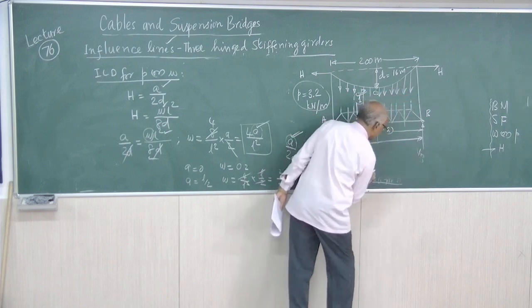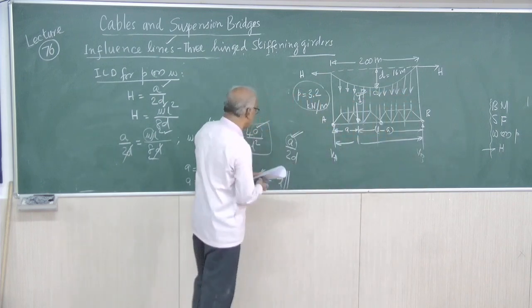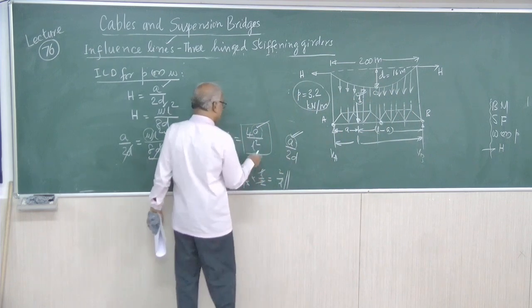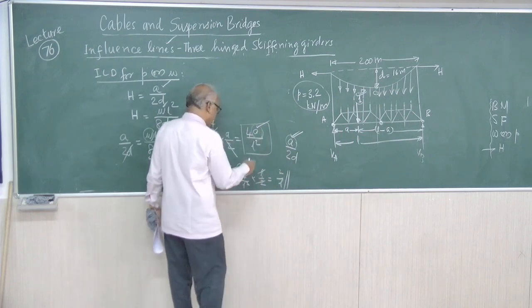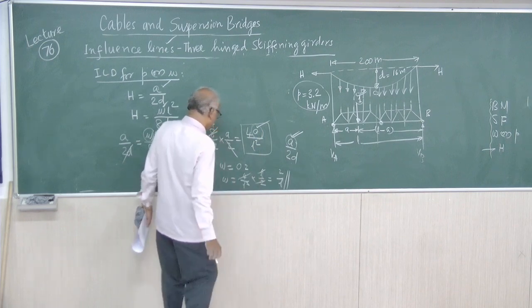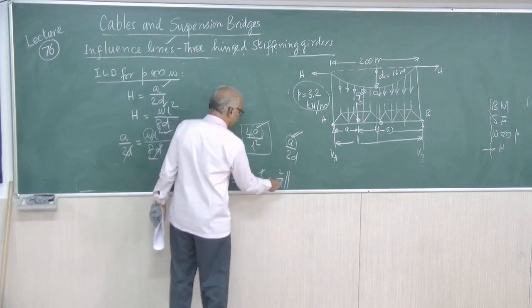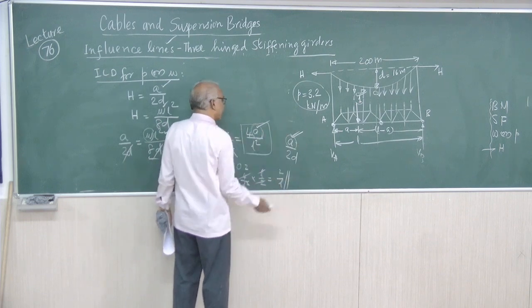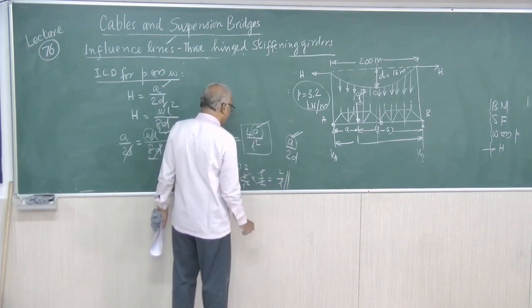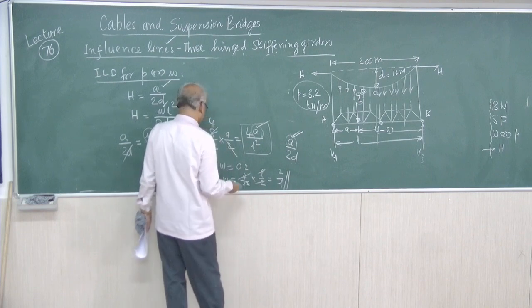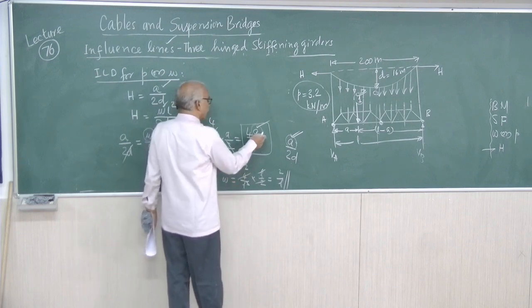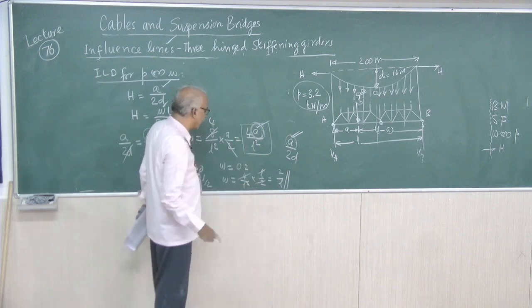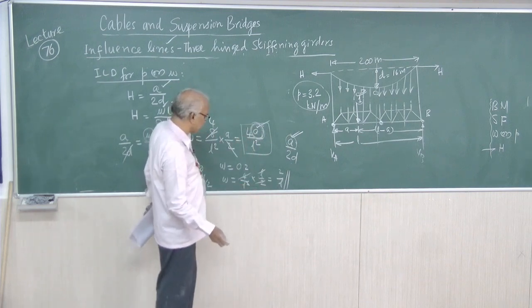So, this is the variation of influence line for different values of A. For different values of A, it varies from 0 to 2 by L at the center. And by symmetry on the other side also it will become 2 by L to 0. Right. And the power of the variable is 1, A equal to 1. Therefore, it will have linear variation.